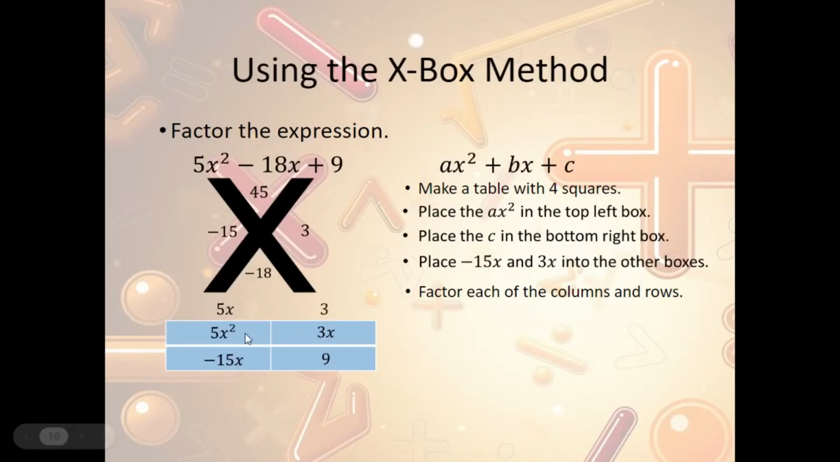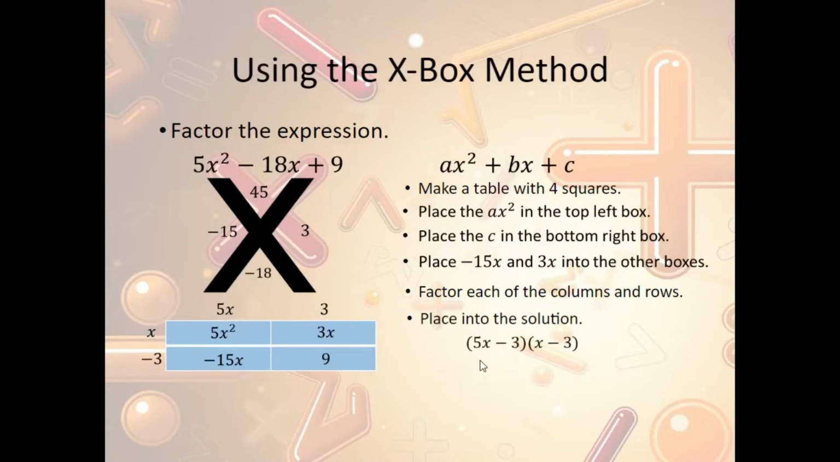Then we go across ways. So we have 5x squared and 3x. Well, the only thing in common there is an x. And then 15x and 9. Well, we have a 3 in common there. So now we have 5x and 3 and x and 3. And now we just place it into our solution.